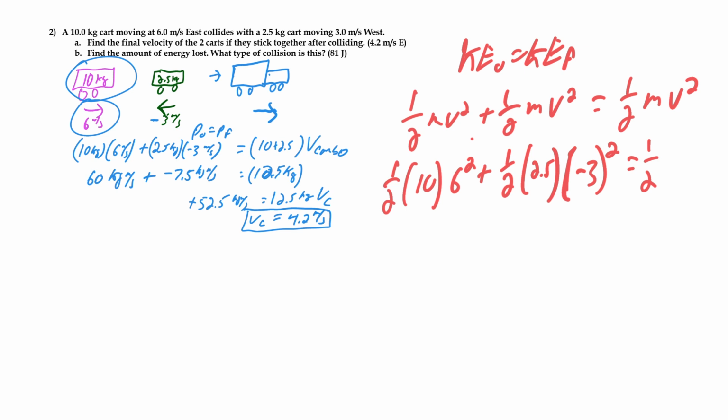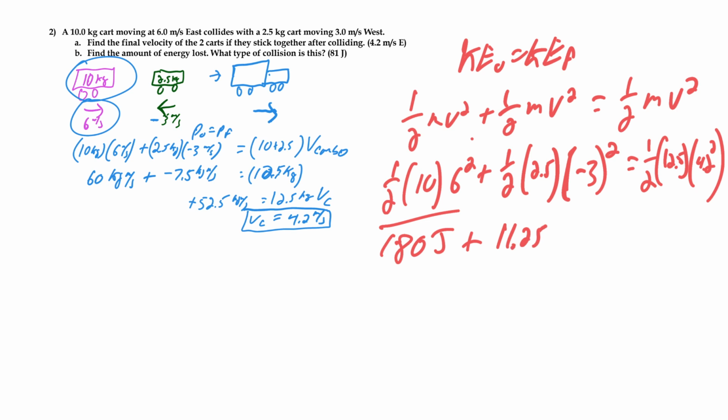That's going to equal 1/2 mass 12.5 and then that combined velocity of 4.2 squared. So let's go ahead and calculate the kinetic energies. So the first one, 1/2 10 times 6 squared, that gets me 180 joules, plus 1/2 2.5 times 3 squared is 11.25. So that's our starting energy, which is 191.25 joules. And then our ending energy is 1/2 times 12.5 times 4.2 squared.